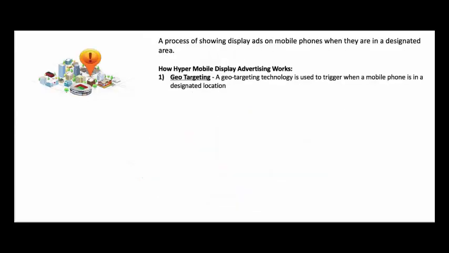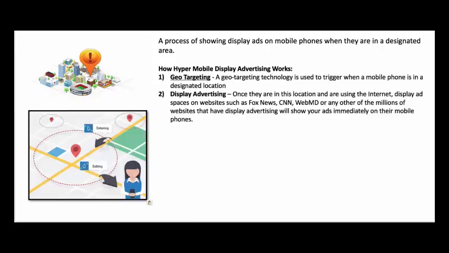HyperMobile is a process of showing display ads on mobile phones when they're in a designated area. Geotargeting is a technology that's used to trigger when a mobile phone is in that area. So you can basically put a fence around an area, which is sometimes referred to as geofencing, so that display ads are shown when someone is in that area. Once they're in the location and their phone has been pinged, the display ad spaces on websites like Fox, CNN, WebMD, and millions of other places will then have ads whenever they're using the phone in that designated area.